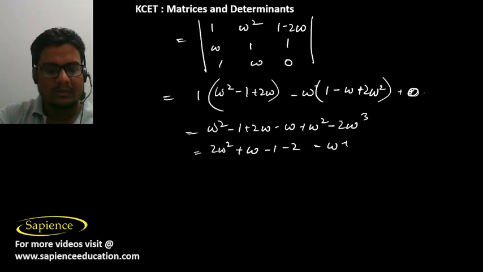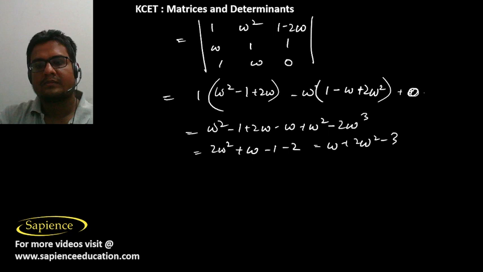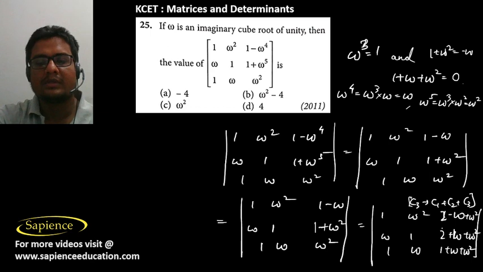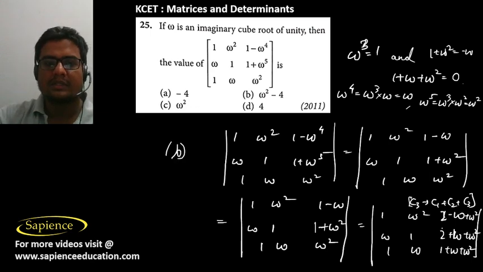This will be omega plus 2 omega square minus 3. So omega plus omega square, I can write as minus 1. So this will be omega square minus 1 minus 3. So that is omega square minus 4. So omega square minus 4. So option B is the correct answer.